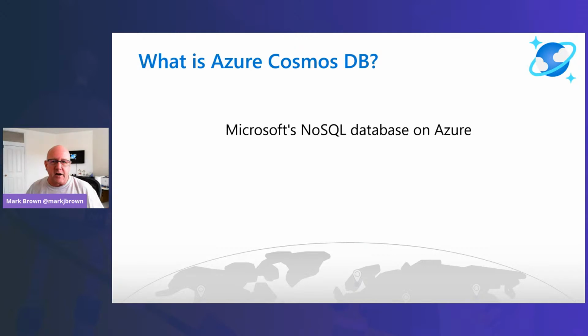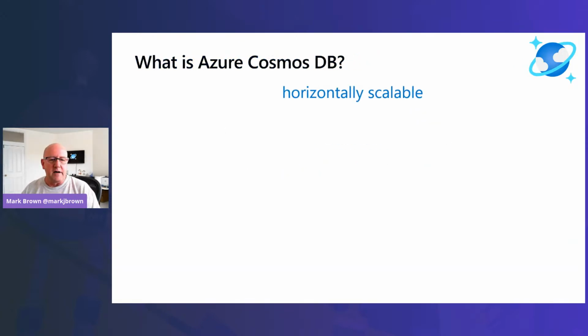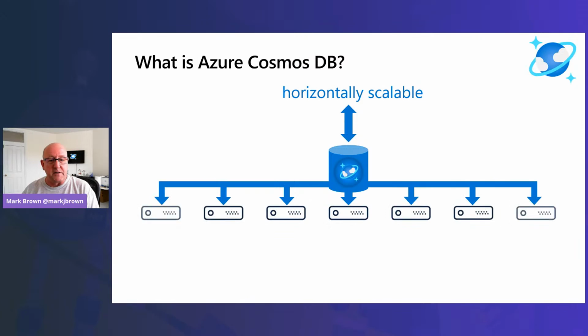So what is Azure Cosmos DB? Well, it's officially Microsoft's NoSQL database on Azure. When we say NoSQL, what we really mean is Cosmos DB is both non-relational and horizontally scalable. So let's talk about the horizontal scale aspects of Cosmos DB. Unless your workload is small with just a low amount of data or requests, your data is likely going to be stored on a bunch of different physical servers or partitions within something we call a container.